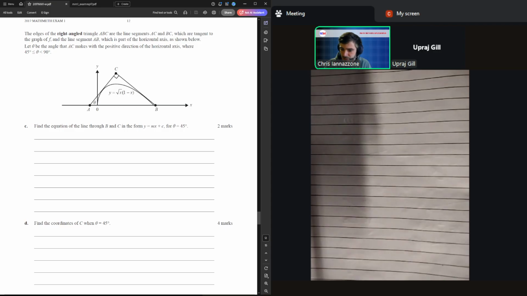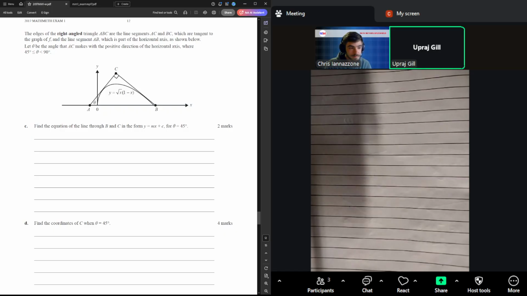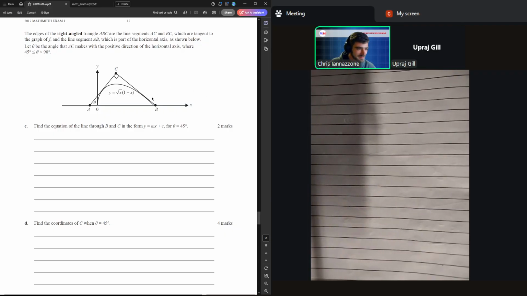We're about to hit time. Are you close enough to getting one? I found the x coordinate of the point that is going to intersect that. What'd you get? 1.